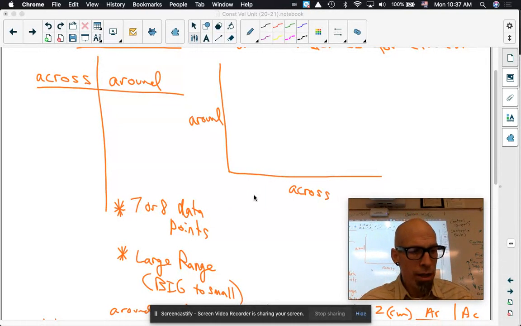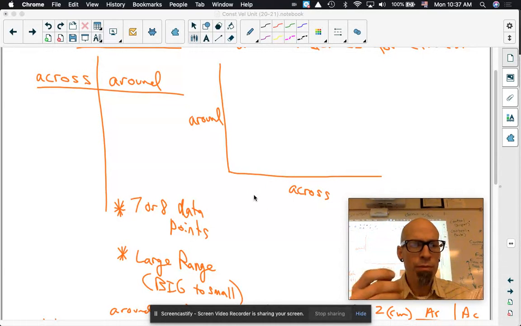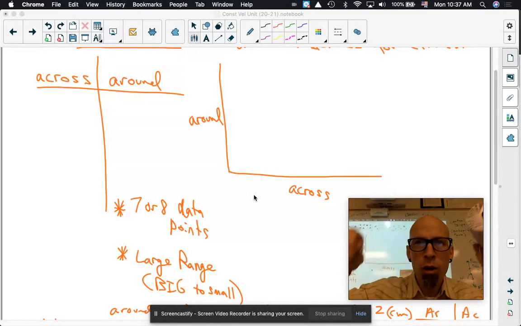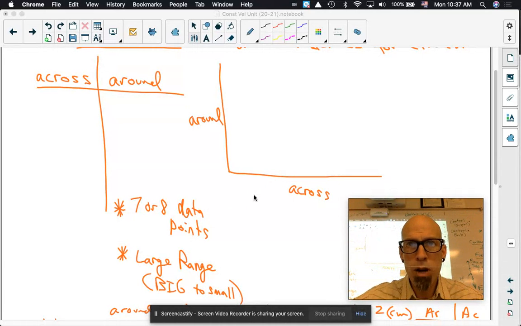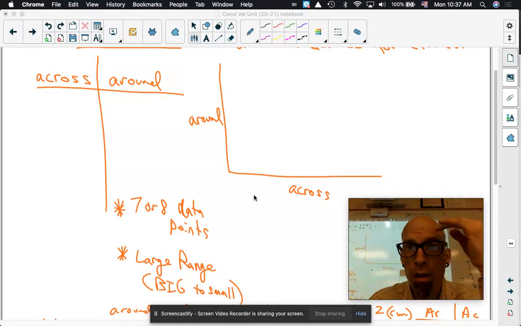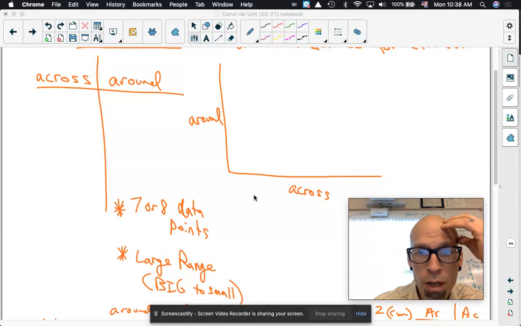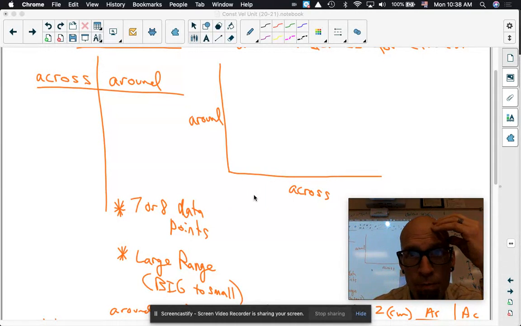Now, to measure the around, the groups have strings. So we're going to wrap a string around the object and then measure how long the string is. And then, of course, we have meter sticks to measure the across. And there's a whole list of different things that we measured. So I will be posting that as well as this video, so you can have the data if you're at home, to be able to put your graph together.